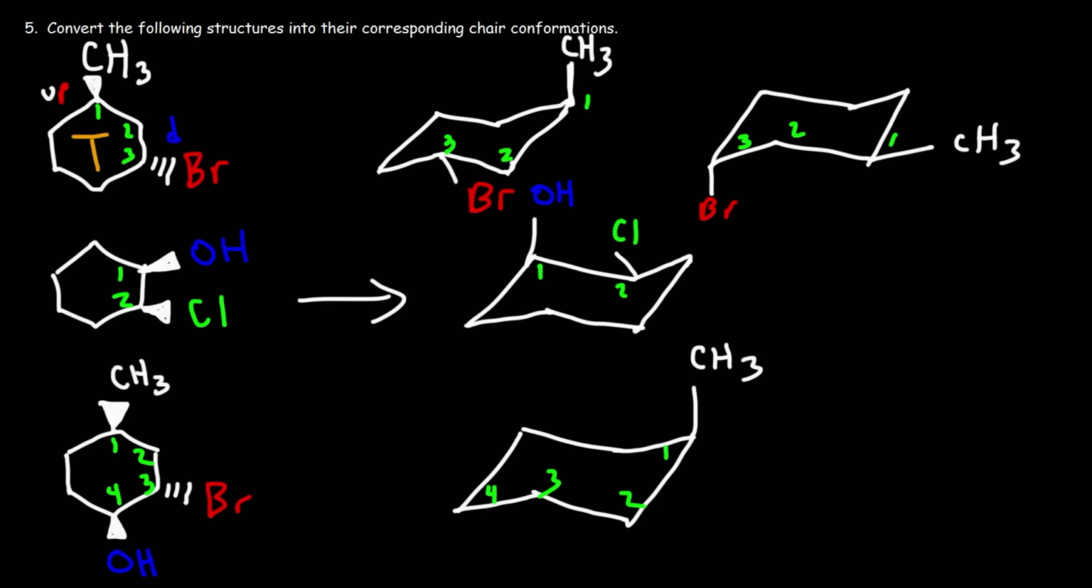So in carbon 3, the bromine is in the back. It's on the hatch wedge. So that means it needs to be facing down. So on carbon 3, we can either put it in the axial up position or the equatorial down position. So we need to put it in the equatorial down position. Now on carbon 4, the OH group is on the solid wedge. So we want it going up. So we've got to put it in the equatorial up position. And so that's it for these problems. Now you know how to convert a bond line structure into the corresponding chair conformation.